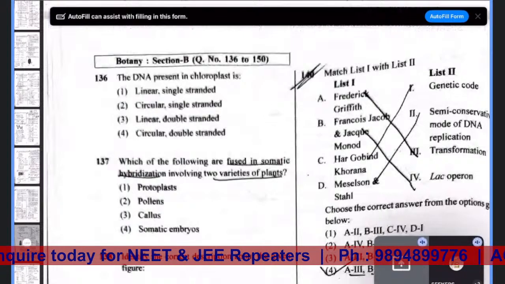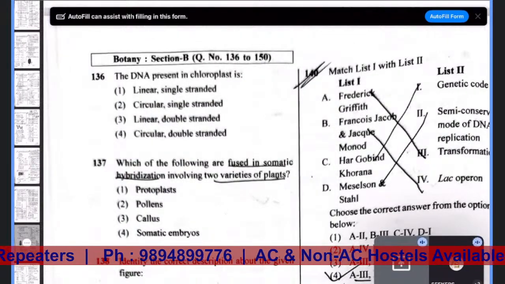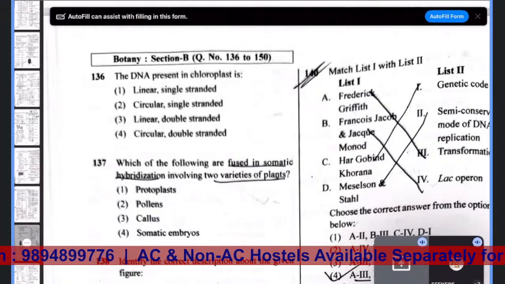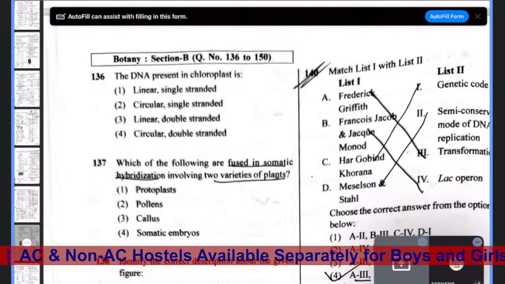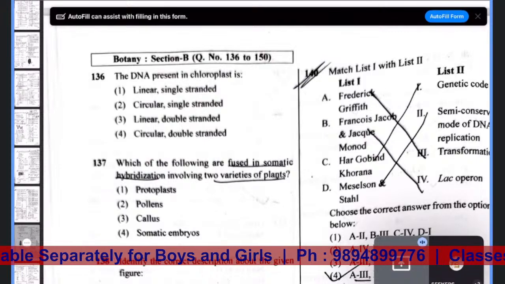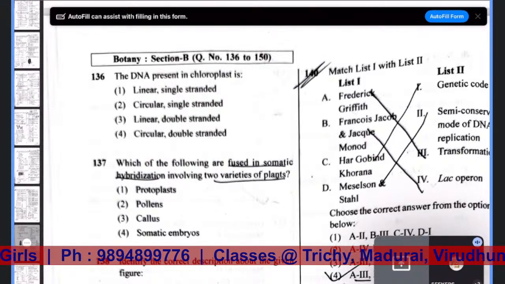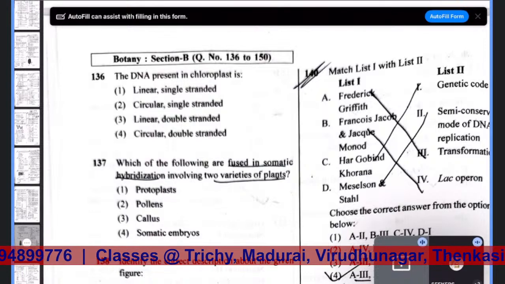Let me complete up to question number 150. Okay. The DNA present in the chloroplast. You have to compare the DNA in chloroplast and your prokaryotic DNA. They will be similar, right? So DNA present in chloroplast will be circular and double-stranded, right? Question number 136, option 4 is the right answer.